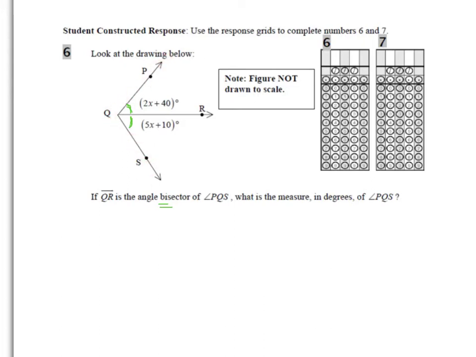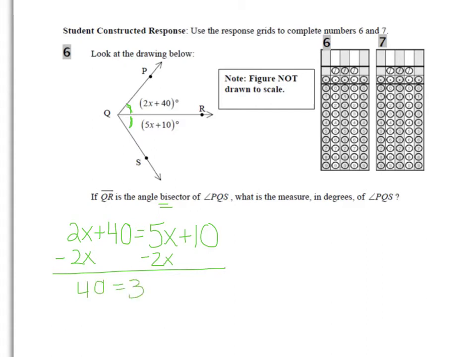Well, we need to find out what x is first. So what we know is that 2x plus 40 must equal 5x plus 10 due to the fact that it's an angle bisector. Solving that, I'm going to subtract 2x. I have 40 equals 3x plus 10. Take away 10, that gives me 30 equals 3x, and therefore x equals 10. So now that I know x, I need to find out what these two angles are.